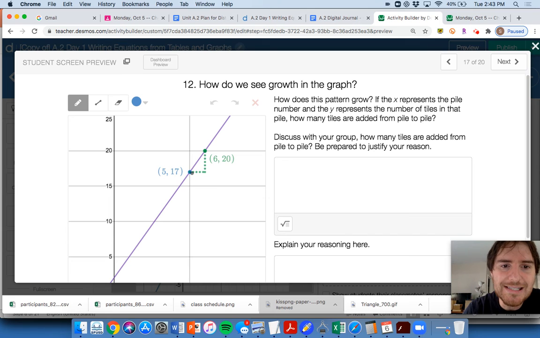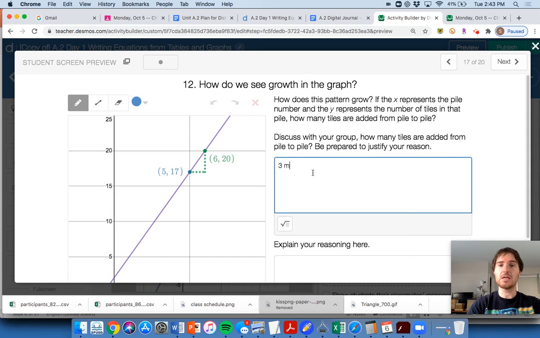Okay, so it looks like here our X is the pile number. So in pile number 5, we have 17. Y is the number of tiles. We have 17 tiles in pile number 5. Pile number 6, we have 20 tiles. So how much bigger do we get when our pile number increased one time? Well, 20 minus 17 is 3. Okay, so it's 3.